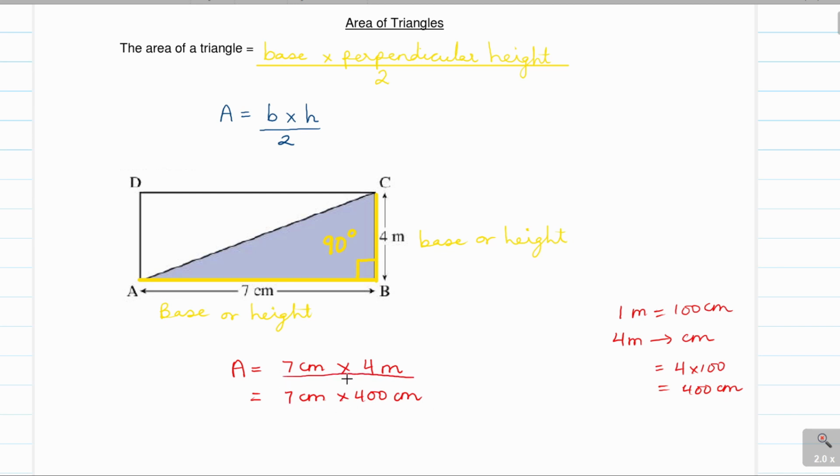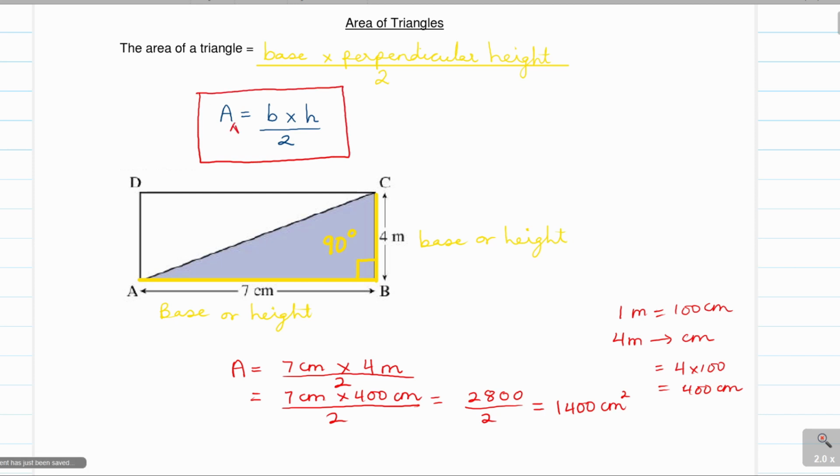And of course, don't forget divided by 2. We are dividing this by 2. Right? So 7 fours are 28 with 2 zeros and divide that by 2. Our area of our triangle is 1400 centimeters squared. Alright. If the question specifically says put it into meters squared, then you would change this back into meters squared. Alright. So that is how they came up with this formula here. So this is your formula to learn for the area of a triangle.